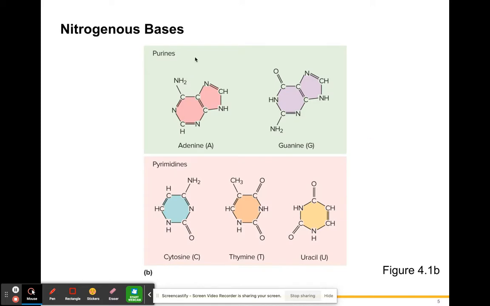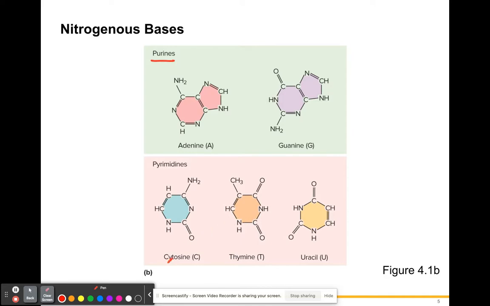So here are all the nitrogen bases. Adenine and guanine have a special shape, and you can see that they are double ringed. This is one ring, and this is another ring. There are slight chemical differences. We see a double bonded O in guanine that we don't see in adenine, and a hydrogen here that is missing here. But the overall shape of adenine and guanine is the same. Because they have the same shape, we call them purines. These are the purines because they're double ringed structures.